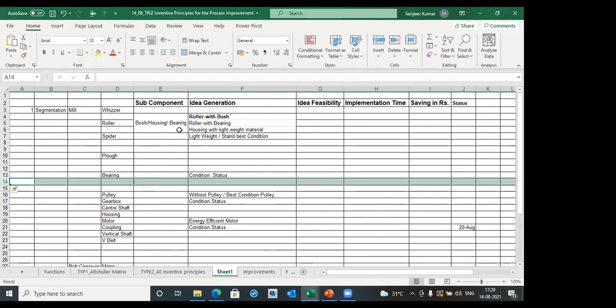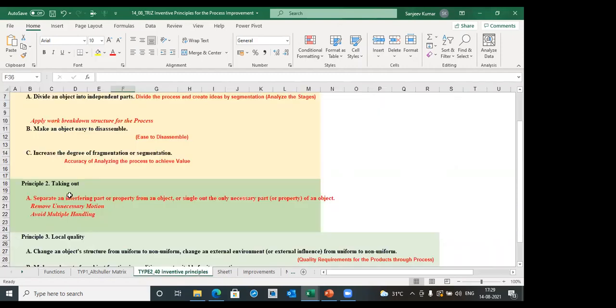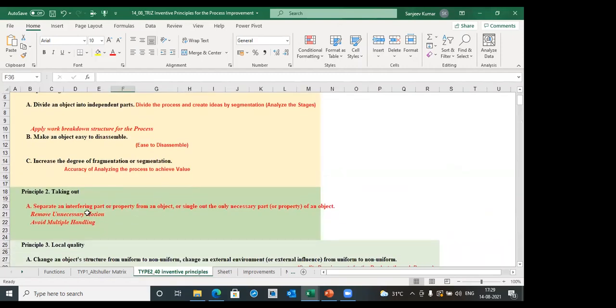This is the, we can say, each component adjustment is there. When we go here, like taking out, okay.